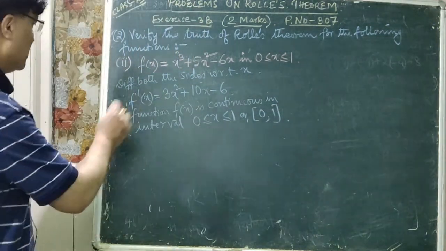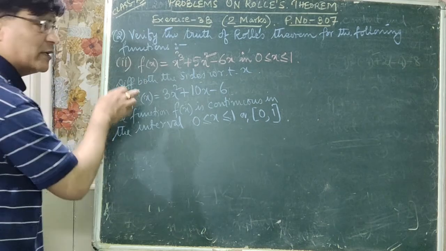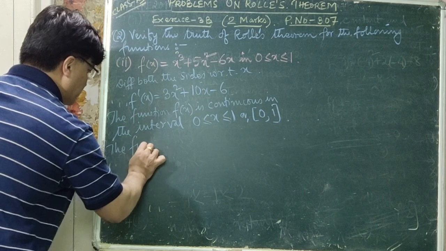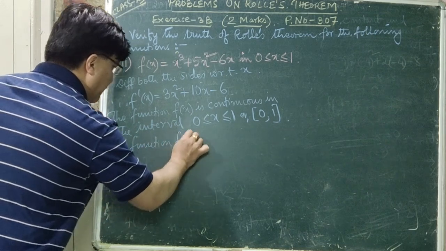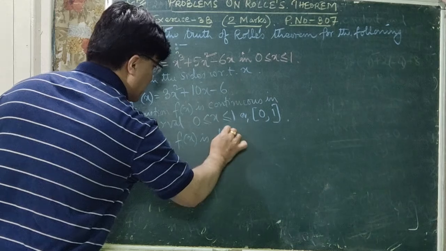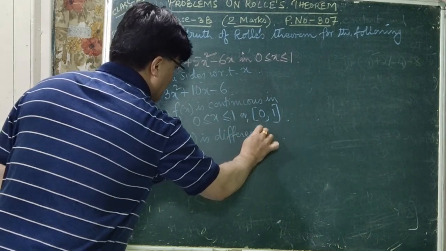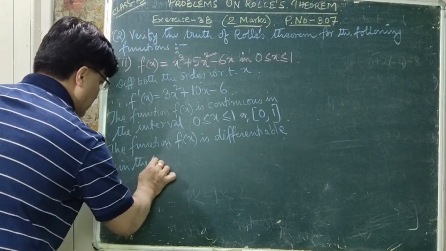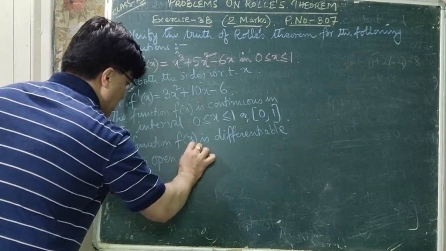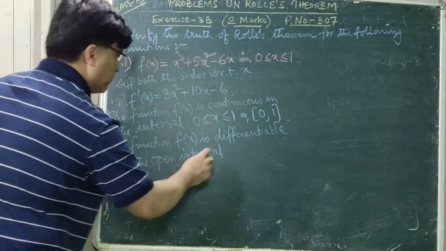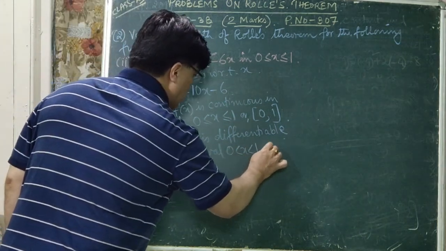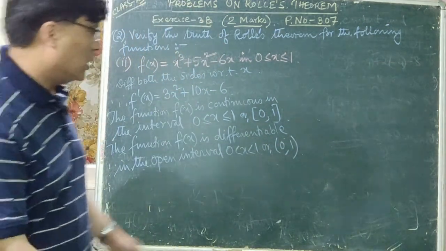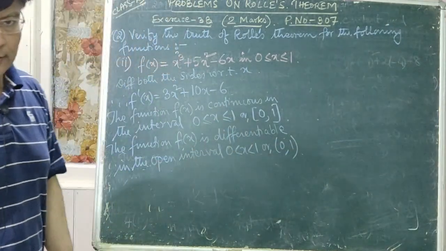Is that clear? So again, this function of x is differentiable in the open interval 0 less than x less than 1. The function f of x is differentiable in the open interval 0 less than x less than 1, or you may write within first bracket 0 comma 1. This is your notation of open interval.